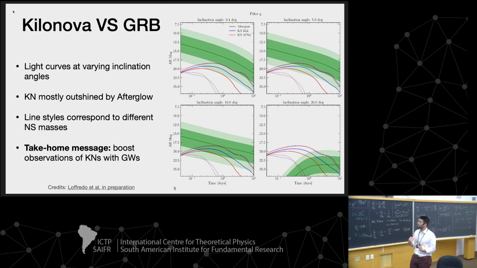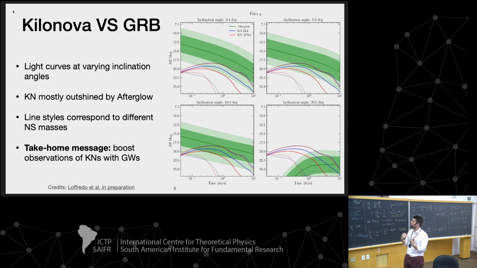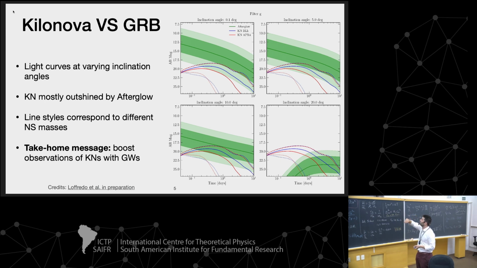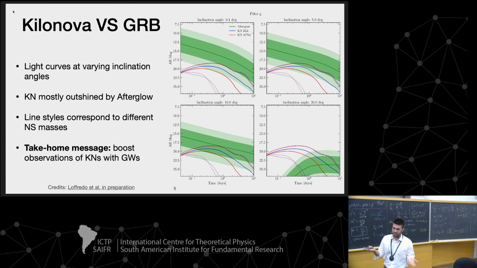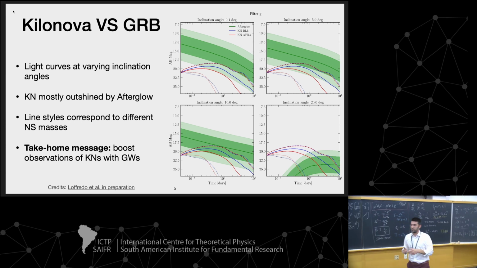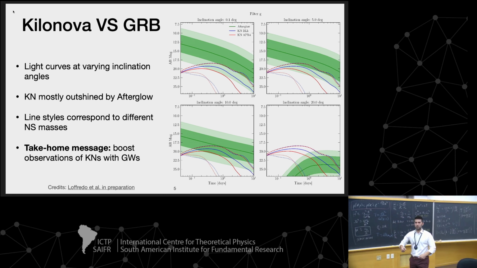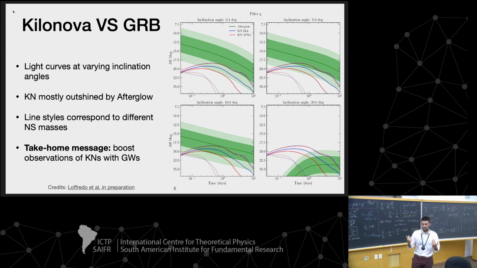To actually appreciate the kilonova emission, you need to go to a higher inclination angle, like 20 degrees. So you see that the kilonova is on top of the afterglow emission. The problem is the probability to get the GRB with such an inclination angle is lower. So what I want to say is that if you want to see a kilonova, you need gravitational waves. Otherwise, it's very difficult to characterize the kilonova emission.